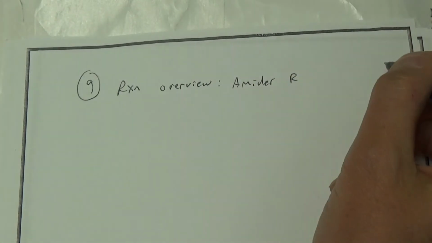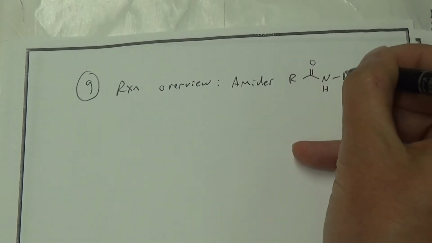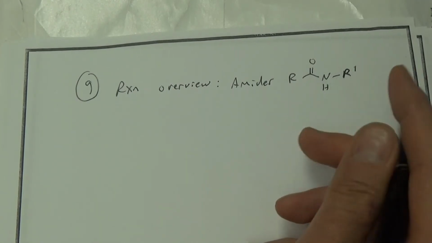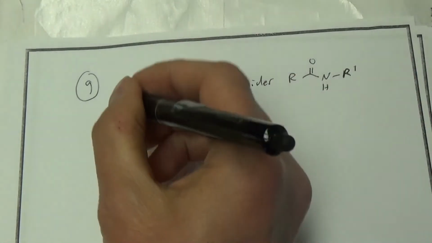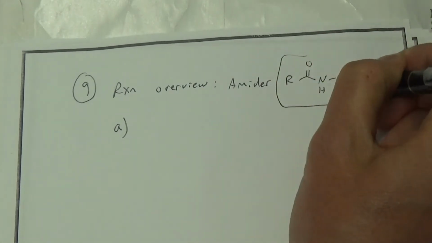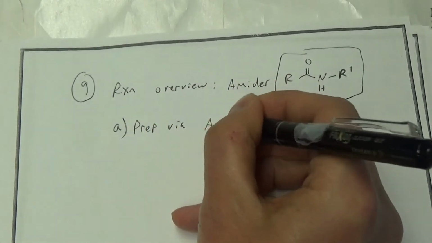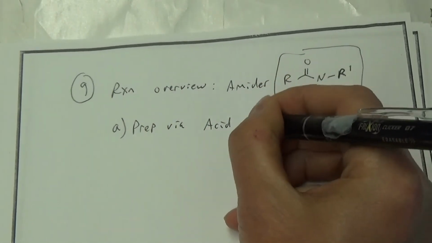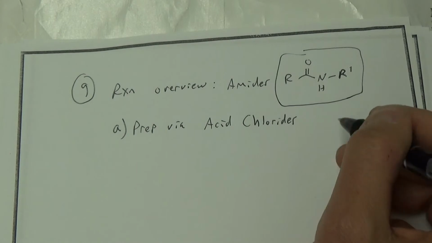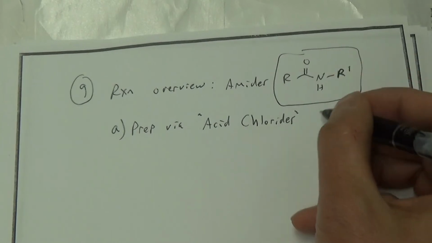Amides are these things that have a carbonyl bond, O, NH, and like 1 or 2 R prime groups. How do you make them? How do you make amides? Well, we already know that. Preparation via acid chlorides, that's a great way to make amides. Or we could say the acid chloride method. It's a very general method.